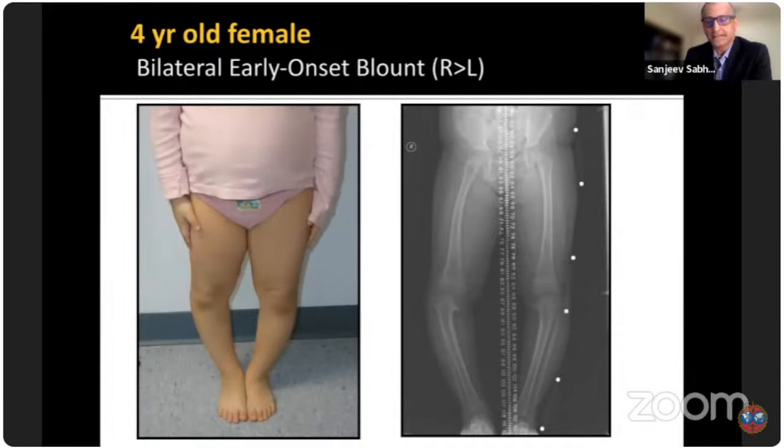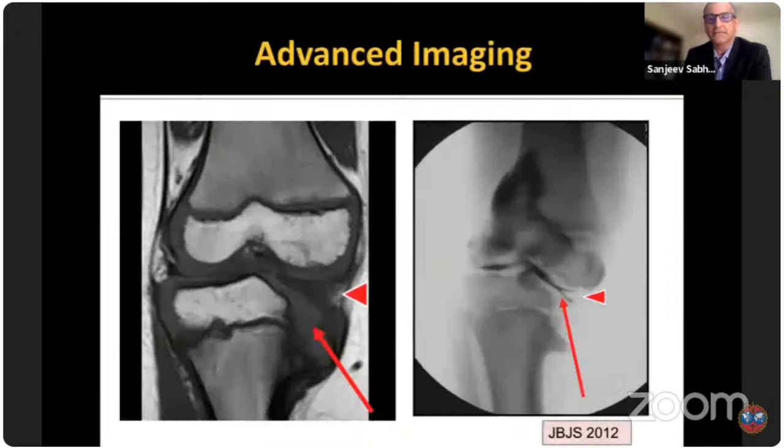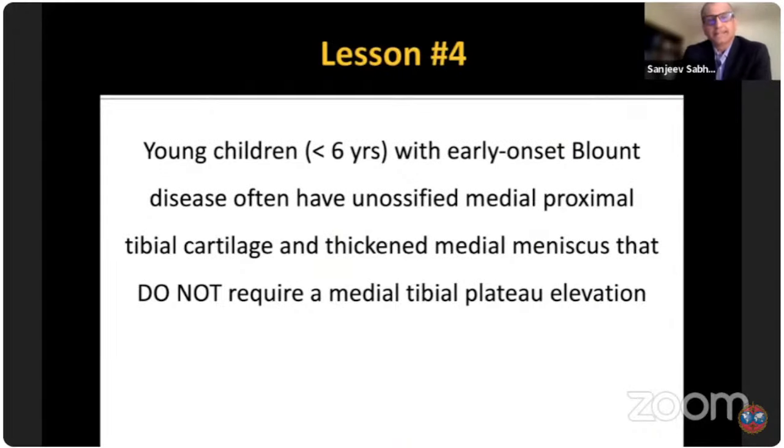So we've heard a lot about plateau elevation and depressed plateaus. But again, just to warn you that not every child, especially the younger ones, will have truly depressed plateaus. And some of that is related to unossified medial proximal tibial chondroepiphysis with a thickened medial meniscus, so that the joint line may not be as off as it appears on plain x-rays. And that was very nicely illustrated by Pieter earlier today. So I think the lesson here is that young children with early onset Blounts often have this unossified medial proximal tibial chondroepiphysis and do not typically require a plateau elevation unless you've evaluated that with advanced imaging such as an arthrogram and or an MRI.